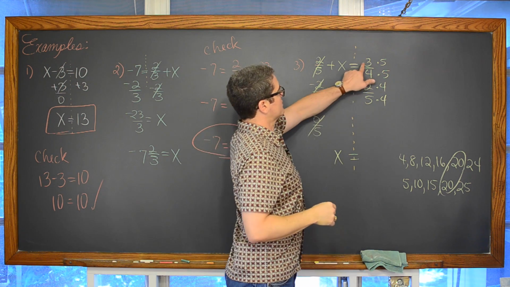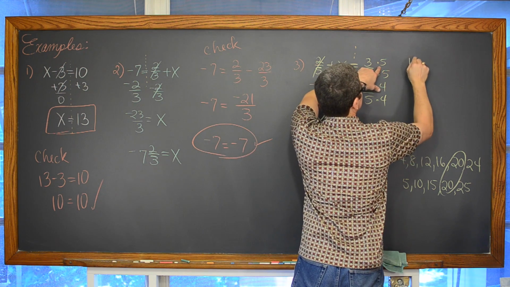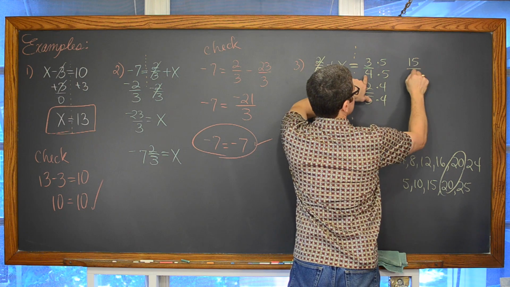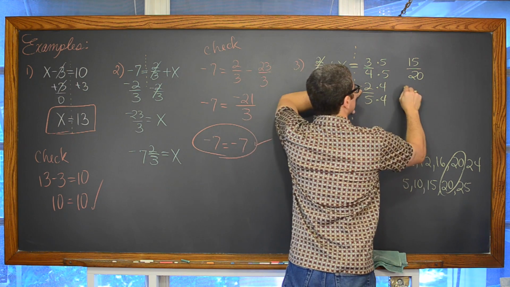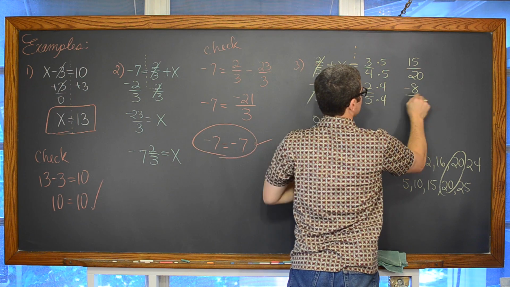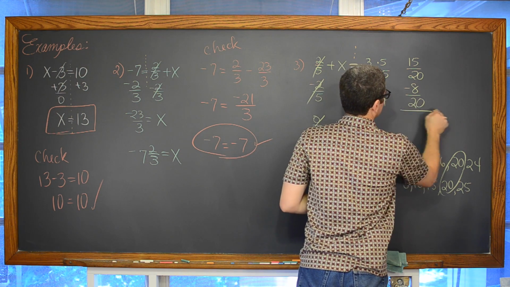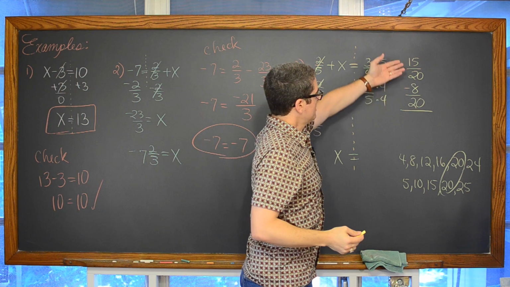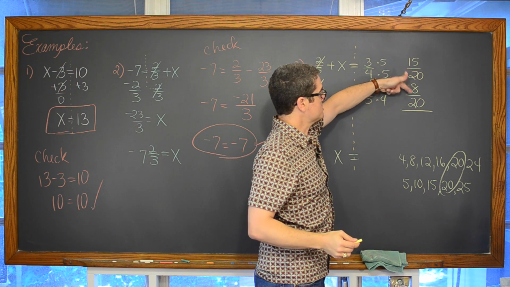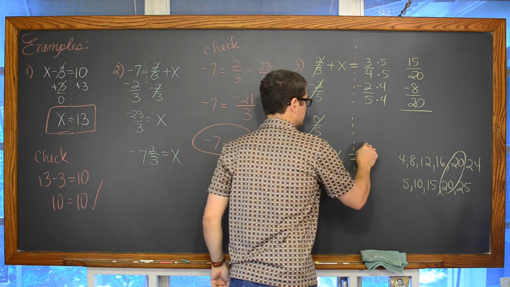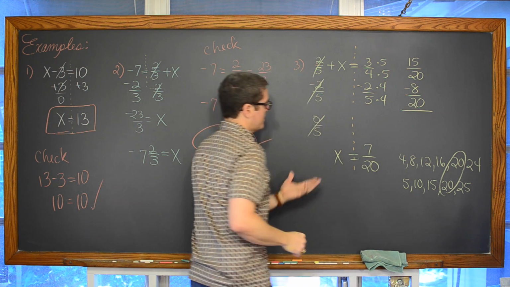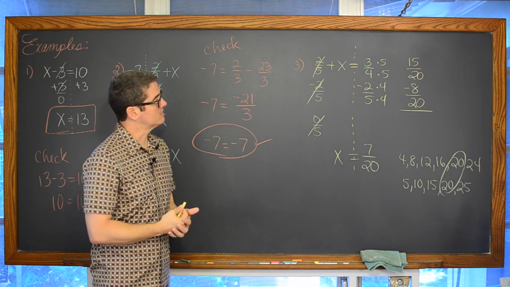And that is going to give me 3 times 5 is 15. 4 times 5 is 20. Negative 2 times 4 is negative 8. And 5 times 4 is equal to 20. Now bringing these together, subtracting just the numerators, now that we have the common denominator, 15 minus 8 is equal to 7. And our final answer is x is equal to 7 over 20.